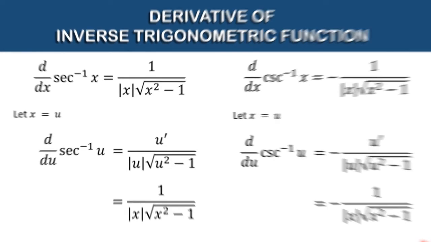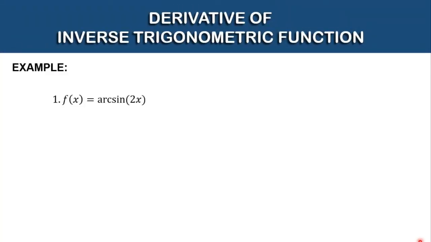So, now let's have our example number 1. Find the derivative of the function f of x is equal to arcsine of 2x. So, gamitin lang natin yung formula na na-discuss natin kanina. So, we're gonna be using the derivative of arcsine of u is equal to u prime over the square root of 1 minus u squared. So, let u, ang u natin is kung ano man yung nandito. So, since 2x, we have u is equal to 2x. Then, for the u prime, yun lang yung derivative ng u natin. Ano ba yung value ng u? 2x. And the derivative of 2x is 2.